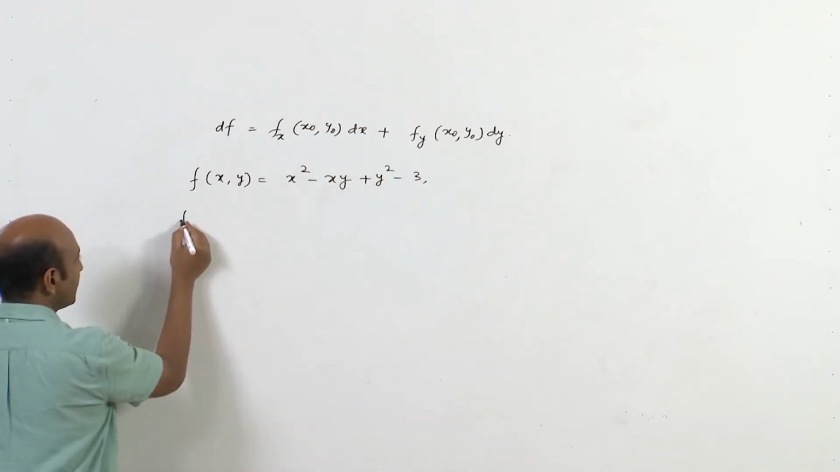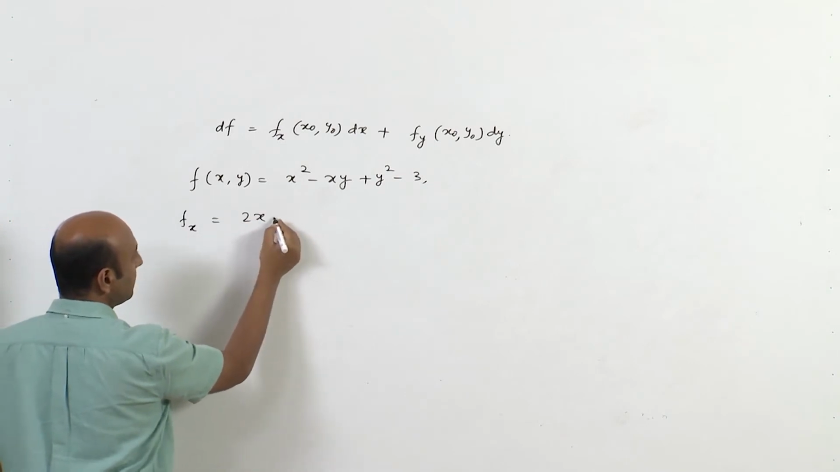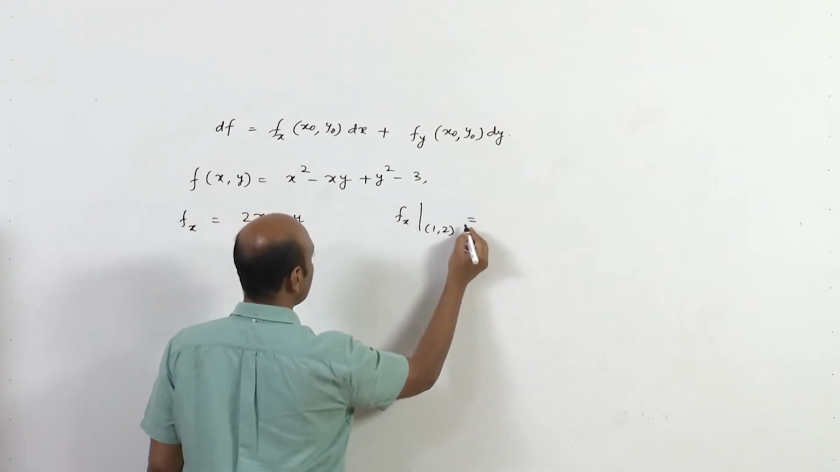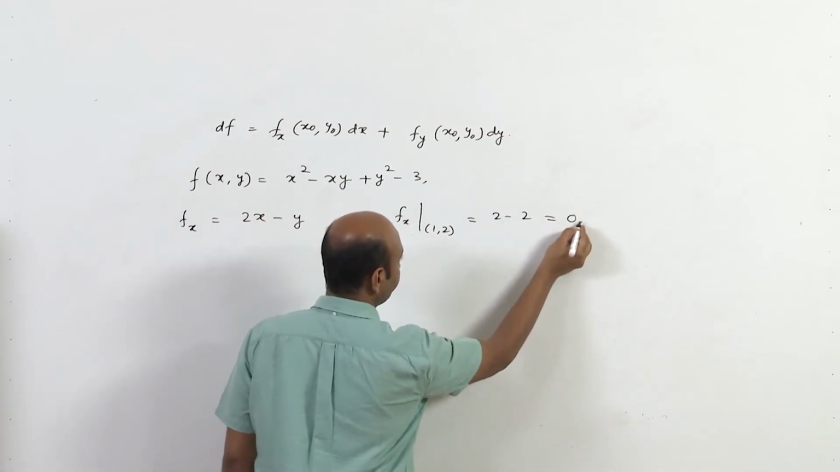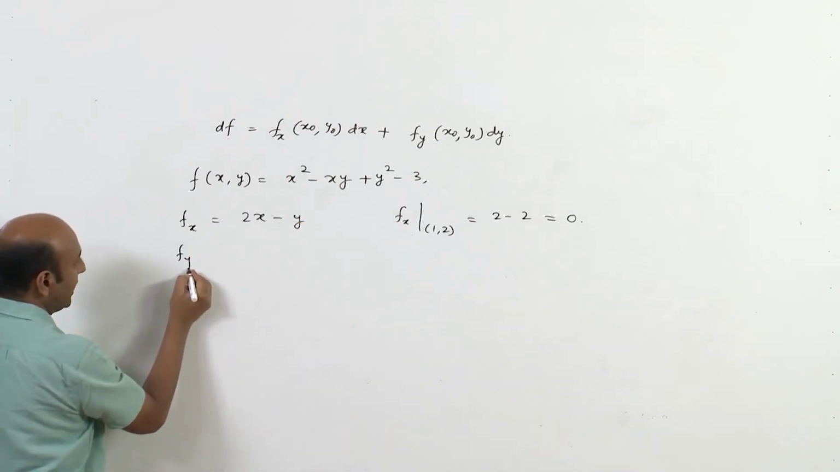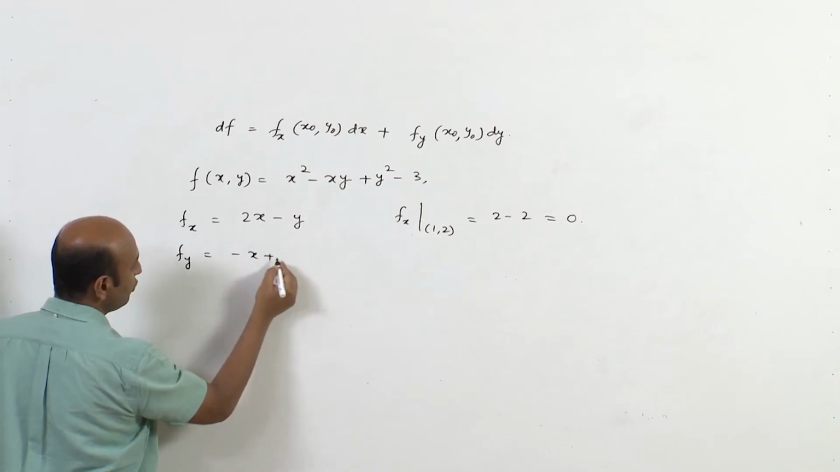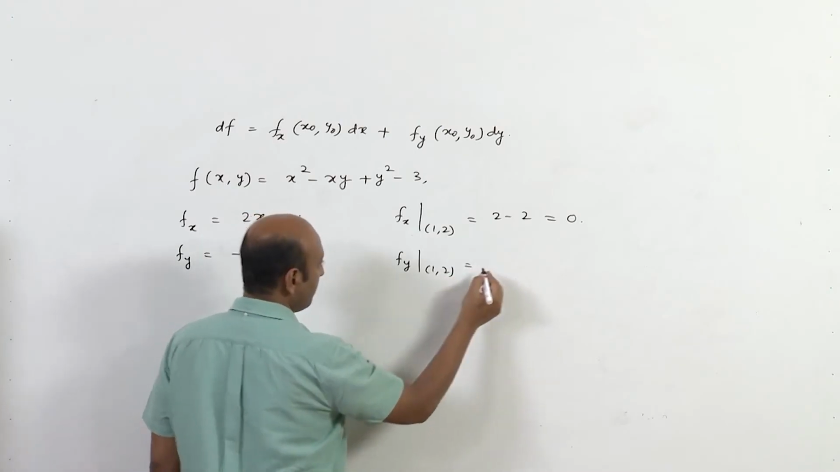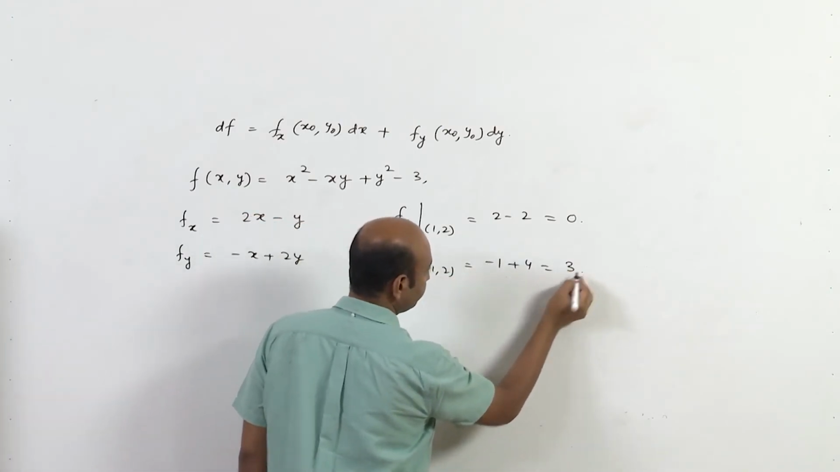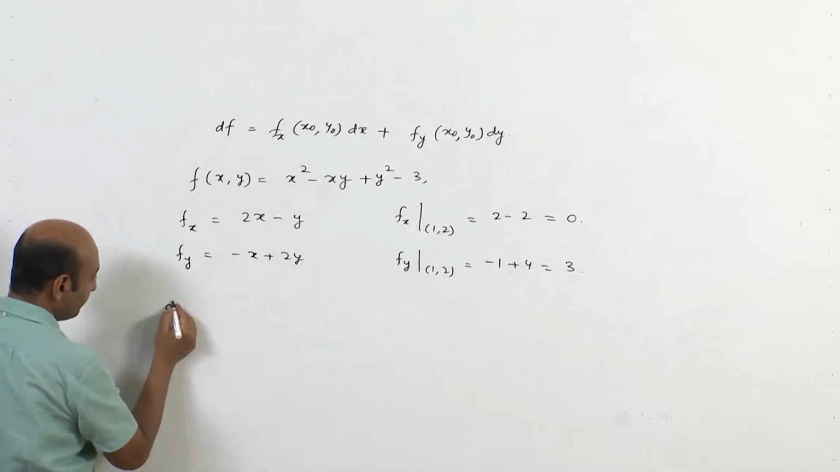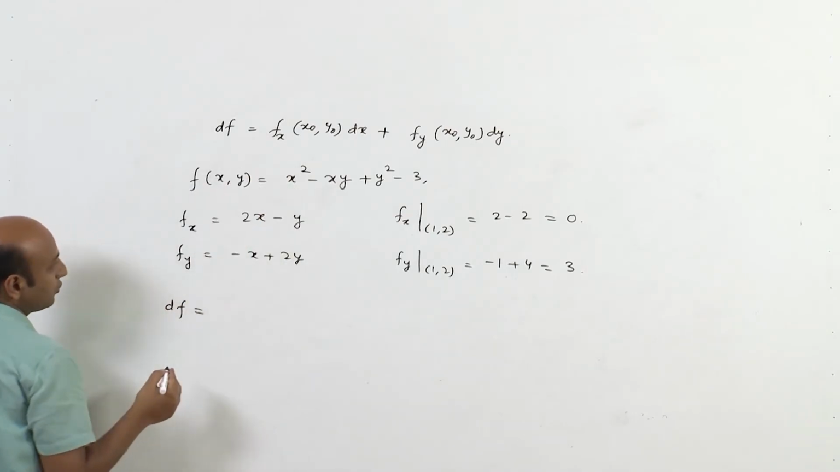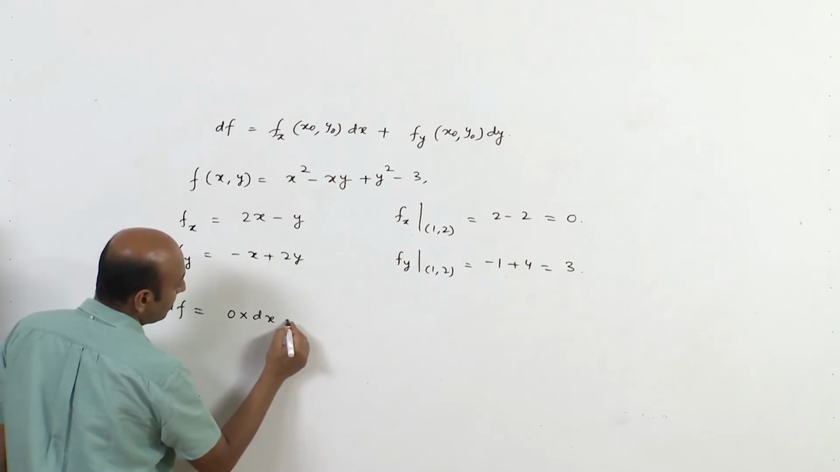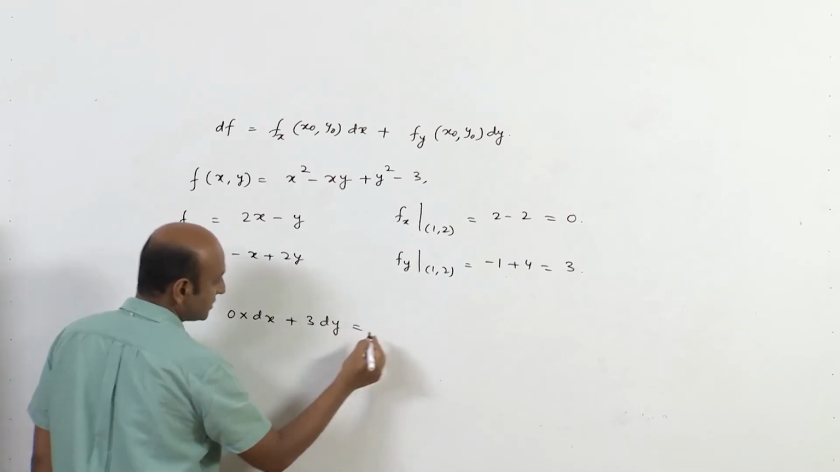First find fx. fx is 2x minus y, and fx at the point 1 comma 2 is 2 minus 2, which is 0. Now, fy is minus x plus 2y. So, what is fy at 1 comma 2? It is minus 1 plus 4, that is 3. So, what will be df? df will be fx at 1 comma 2, which is 0, into dx plus 3 into dy, which is equal to 3 dy.